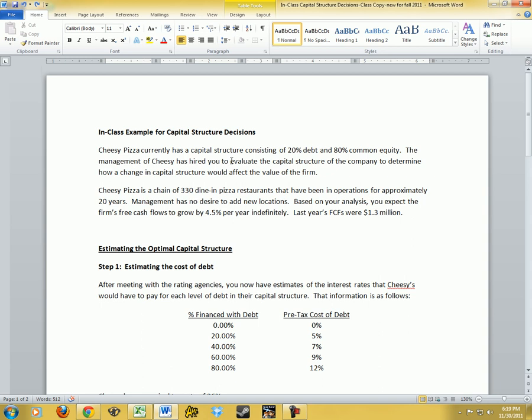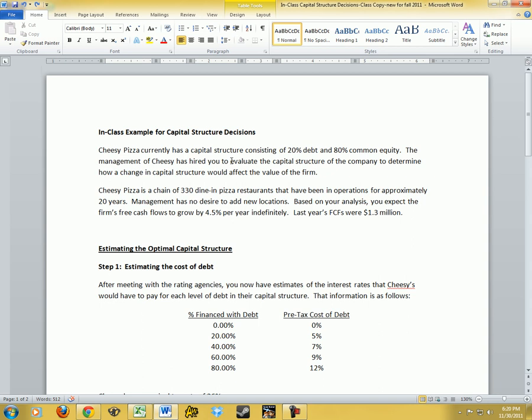The company is a chain of 330 dine-in pizza restaurants. They've been around for 20 years, so not a high growth company. We're assuming that they're going to grow their free cash flows by 4.5% indefinitely. Last year's free cash flows were 1.3 million, so we're going to use that later on to determine the value of operations for the company.